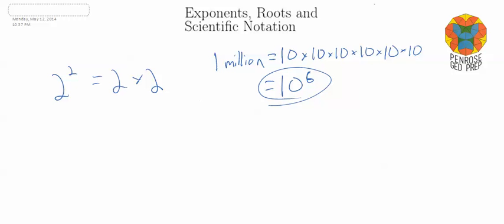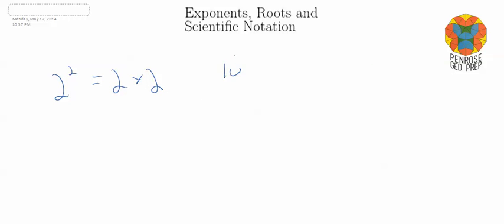Let's look at another example. 10 to the 100th is a googolplex, a number that is so large there's not even enough paper in the world to write it down in decimal notation. So exponents are useful for writing big numbers.